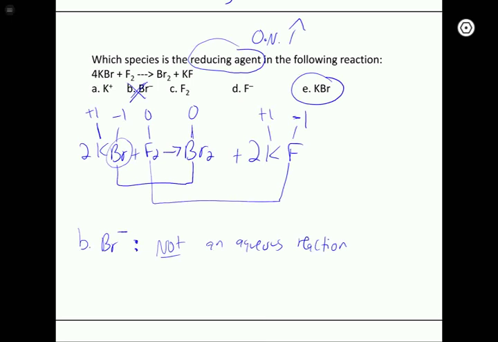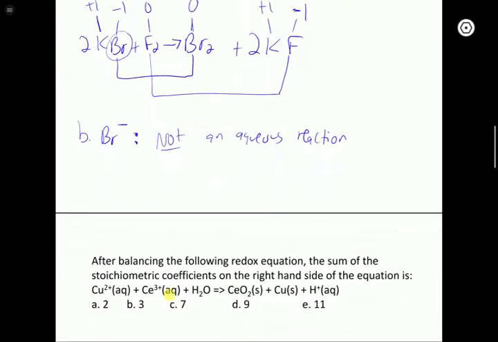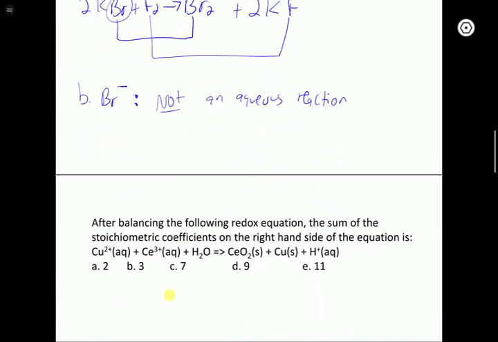It would be certainly okay or allowable to assign Br- as the reducing agent, because in aqueous solution it would exist by itself as Br-. But here we're not told it's an aqueous reaction, so KBr is not assumed to be dissociated, and then we're going to pick that whole thing as the reducing agent. So hopefully that distinction is clear now. You have to figure out which atoms are changing their oxidation number, but then it's the entire compound that gets assigned as the oxidizing or reducing agent.